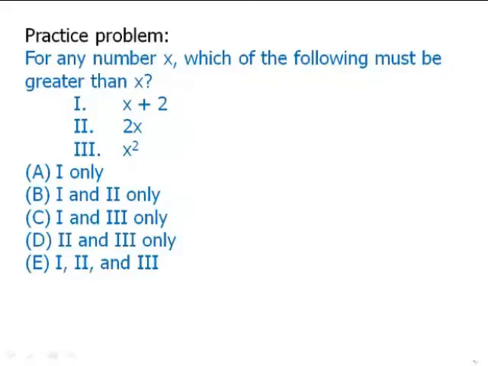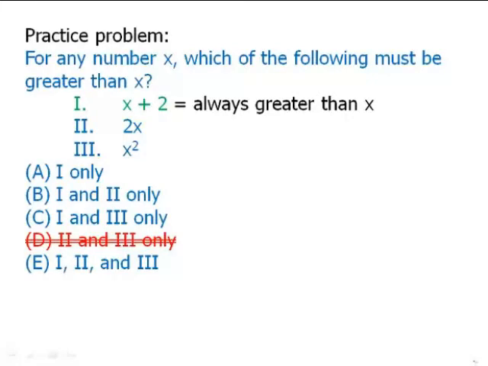So first of all, that first statement is legitimately true. If we add 2, it doesn't matter whether the number is positive or negative, a fraction, doesn't matter. If we add 2, we make it bigger. So that is always greater than x. And because 1 has to be included in the answer, we can eliminate answer D, because that one doesn't include 1. Okay, what about 2x? Is 2x always greater than x?